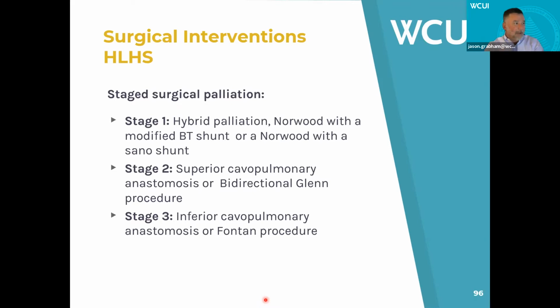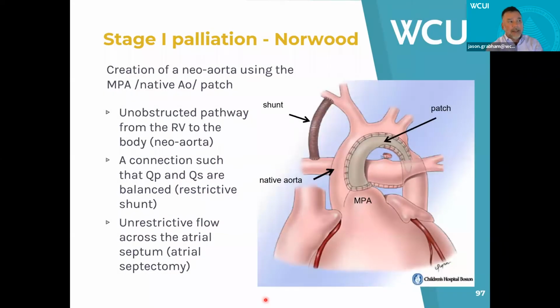This is the most common, and it's a 3-stage surgical palliation, okay? And we're going to break down the individual stages and just kind of talk about each. This is stage 1, and this is typically done in the first week or certainly 2 of life, and this is called the Norwood procedure. And this stage carries the most risk. What we're going to do here is we have to create unobstructed flow from the ventricle out to the body. Okay, so we have to have good unobstructed systemic outflow.